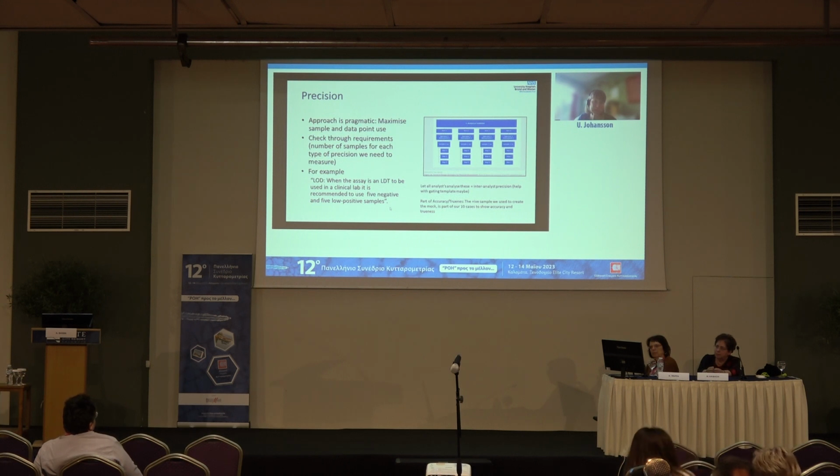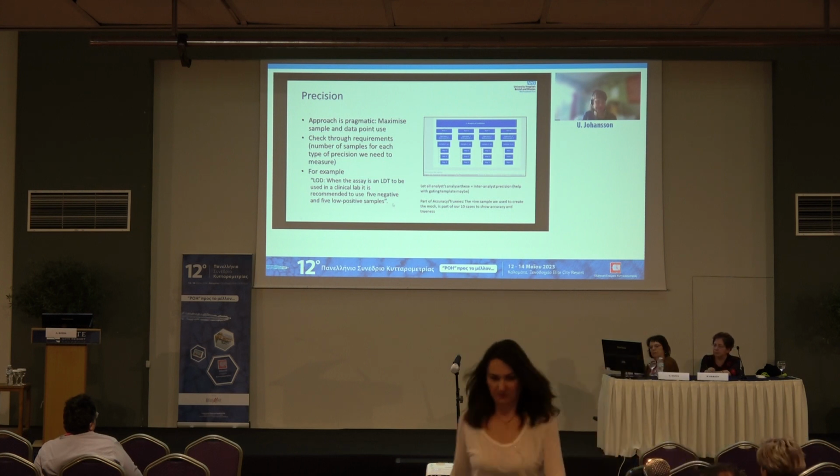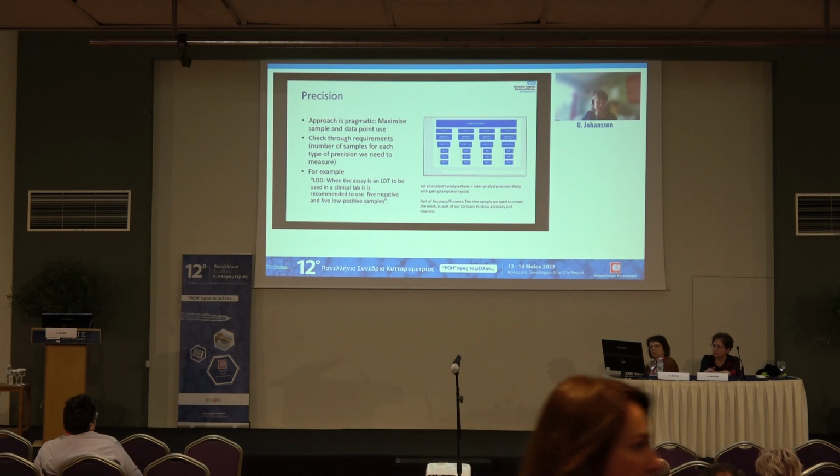And so this is where we try to pre-plan our experiments as much as possible. And if we know that we have to have 5 negative and 5 low positive samples, we try to create 10 pieces of paper where it says exactly what to do, so we can just do that over the next couple of months or something.